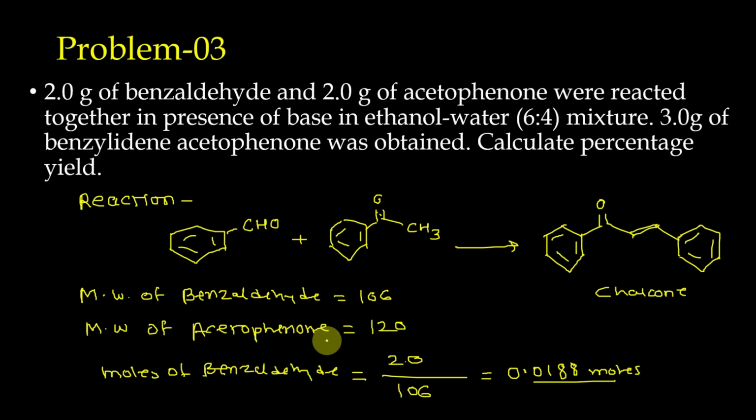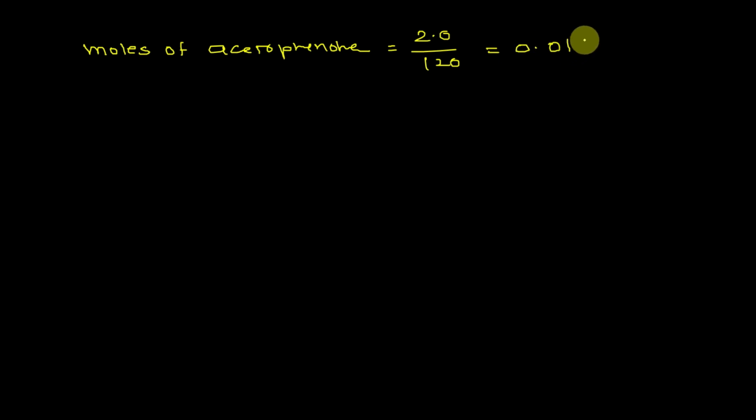It's 2.0 grams, right? Moles of acetophenone. So 2.0 divided by 120, it will be 0.0166, right? So here moles of benzaldehyde were 0.0188 and moles of acetophenone are 0.0166, right?